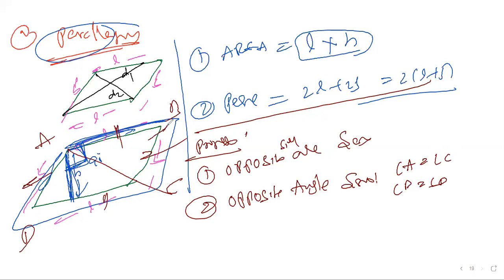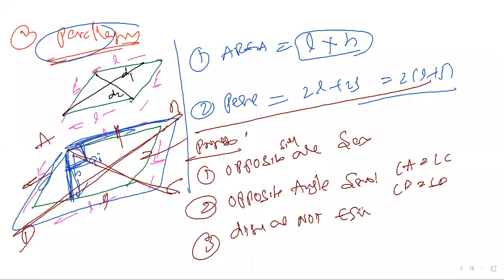Next, diagonals are not equal. This is what the properties of your parallelogram are. Till here clear? Now we discussed 9 things. The remaining 4 things we require, we'll discuss in the next class. Okay.